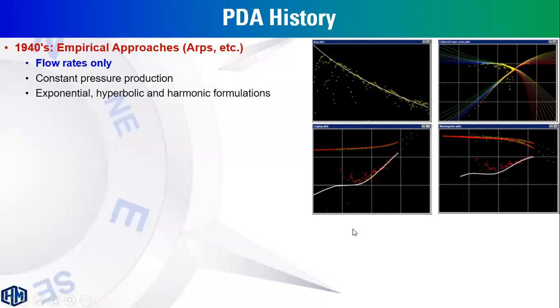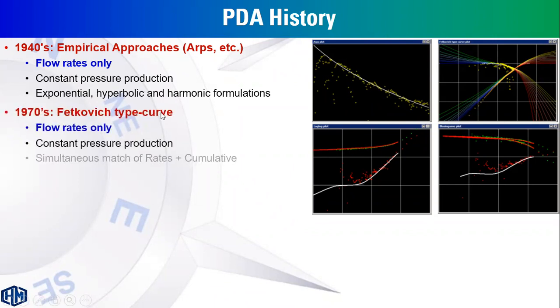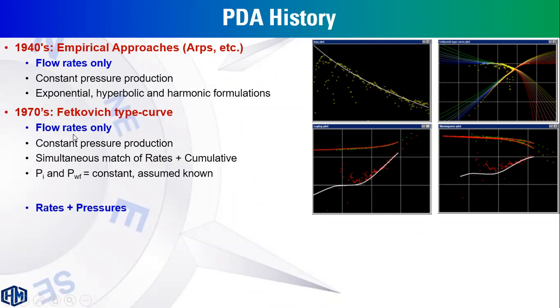So production data analysis history, as mentioned, was introduced in the 1940s by the empirical Arps equation. In this approach, you can use the flow rate only without using any bottom-hole pressure data. We have three approaches, as mentioned: exponential, hyperbolic, and harmonic. In the 1970s, we have the Fetkovich type curve. Also, we will use the flow rate data only without using the bottom-hole pressure data, but with the assumption of constant BHP.